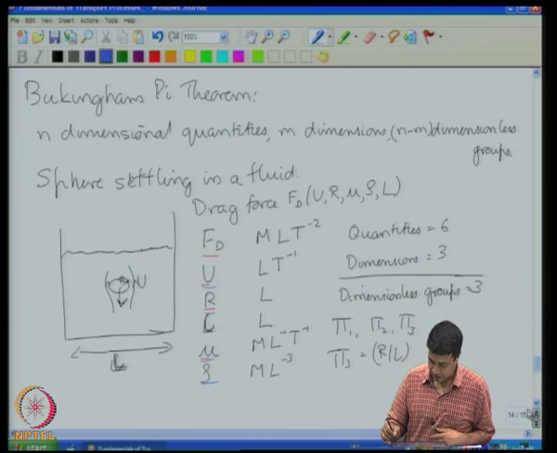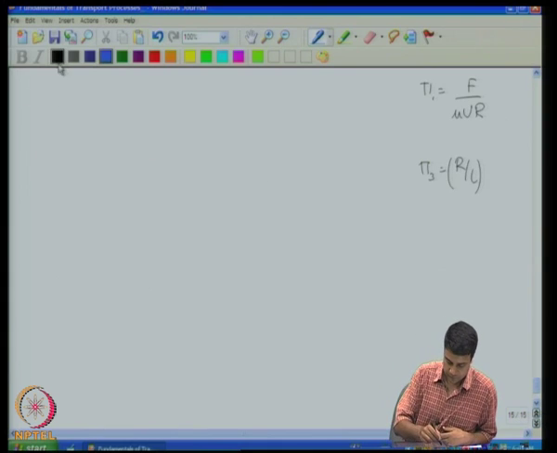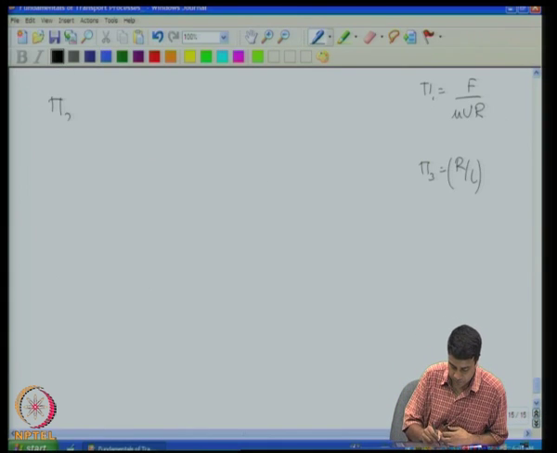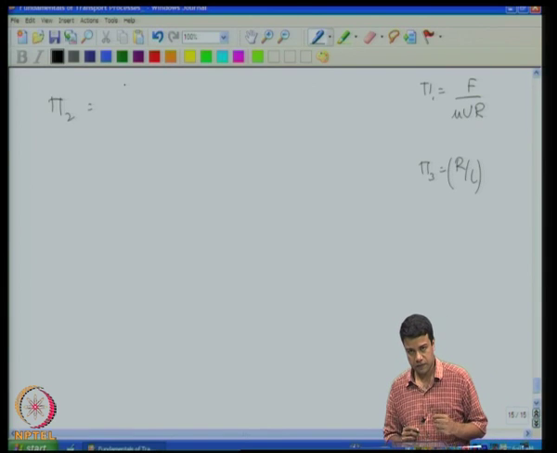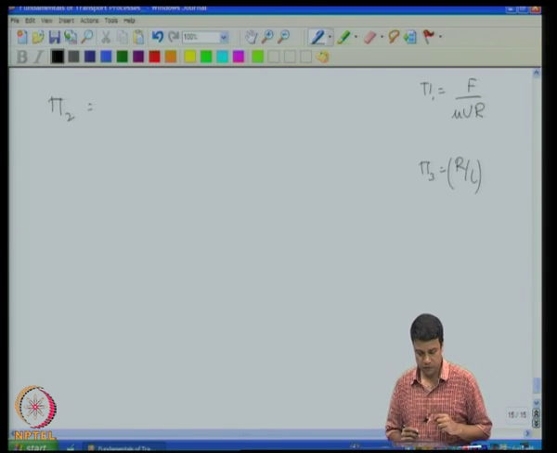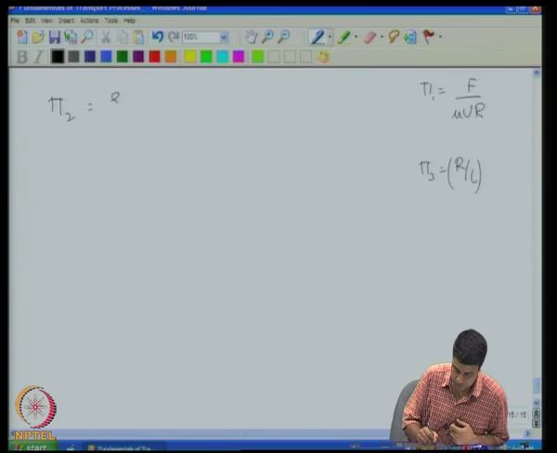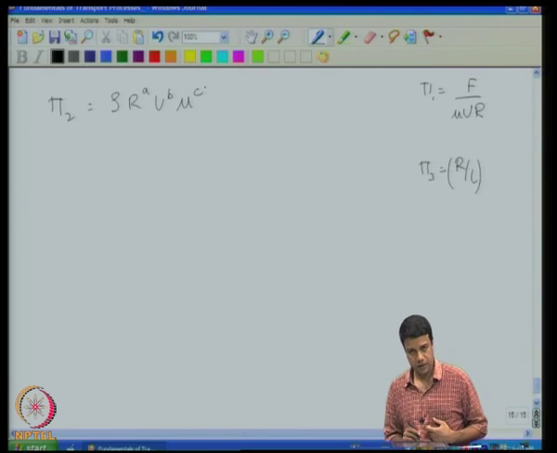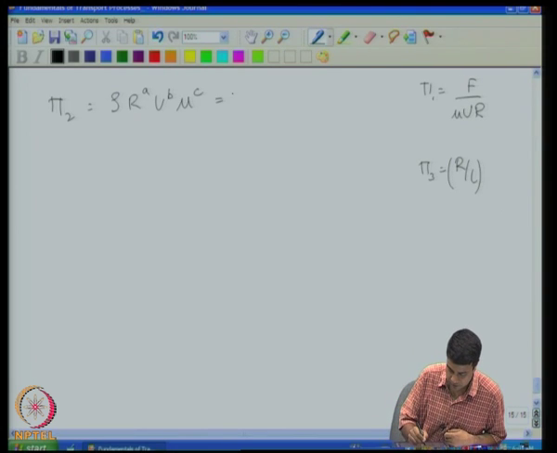So, the second dimensionless group has to have the form pi 2 is equal to, as I said, you can put the exponent of any one quantity as 1 without loss of generality. So, I will put the exponent of rho as 1, r power A, u power B times viscosity power C, and this is dimensionless.